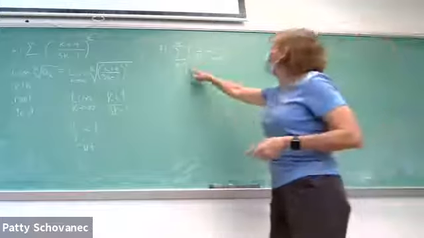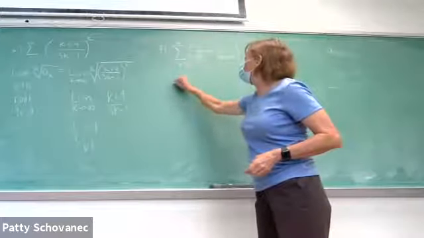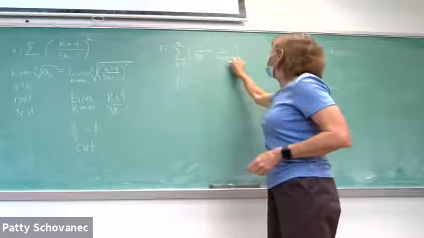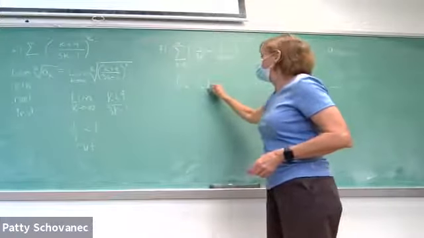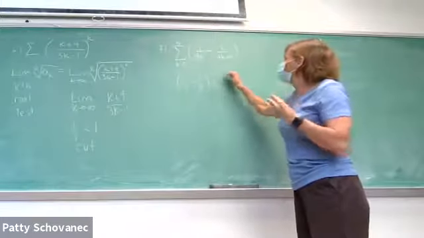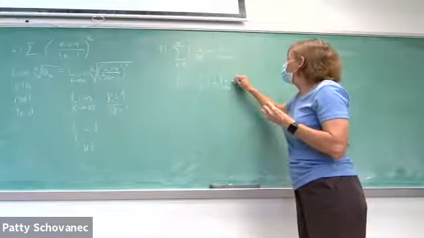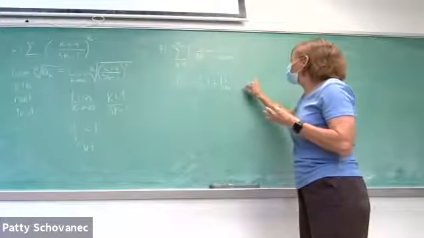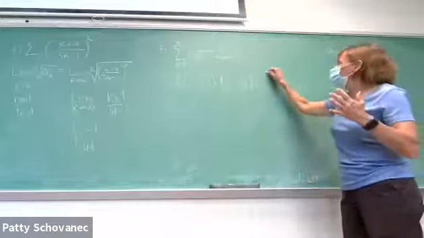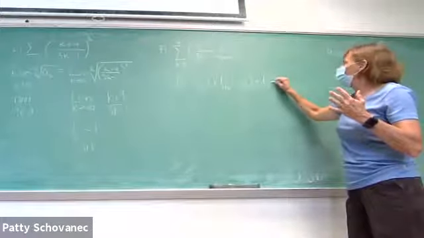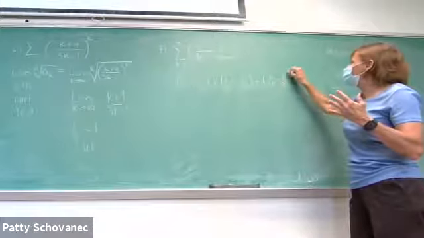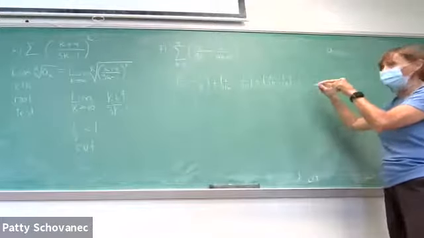Put a 3 in for k, and I get 1/12 minus 1/16. Now I'm putting a 4 in for k. I get 1 over 16 minus 1 over 20. Now I'm putting a 5 in for k. And I get 1 over 20 minus 1 over 24. So I can see the telescoping part.